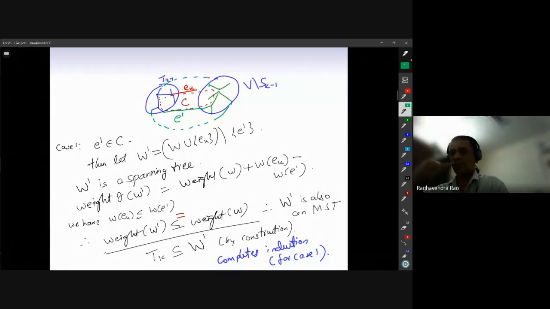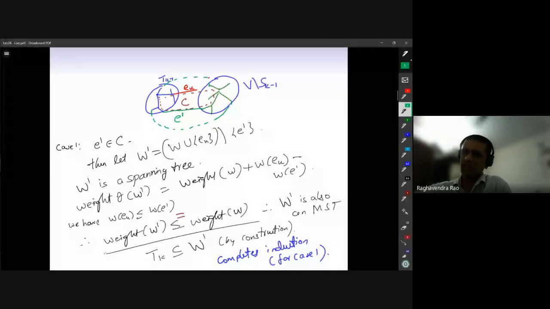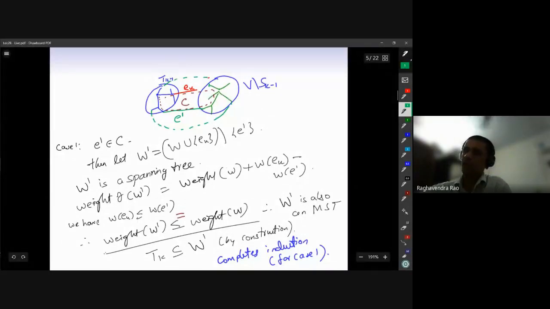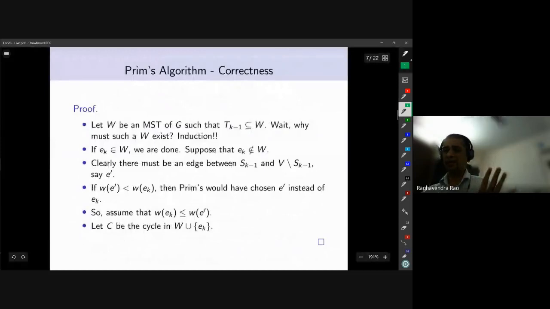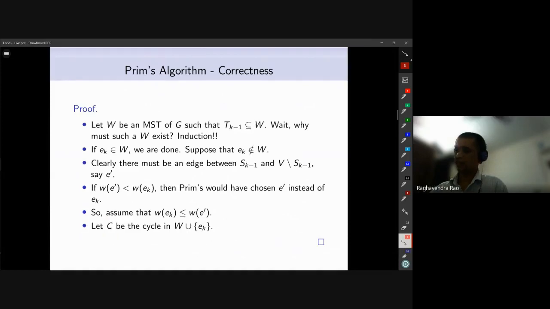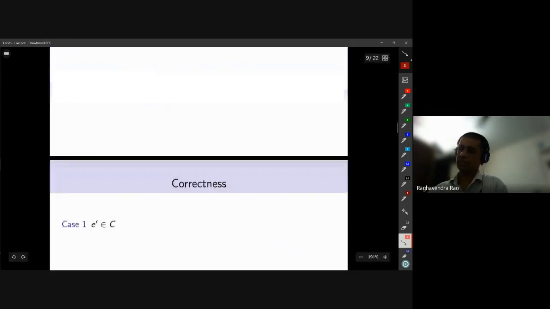But now, did it really matter which E prime I chose here? All I needed is an E prime which belongs to the cycle, and it should be an edge across, right? The way I wrote the argument, I started with an E prime. Instead, what I could have done is take this cycle, that is, you add EK and take the cycle. That's exactly what we have written in this statement.